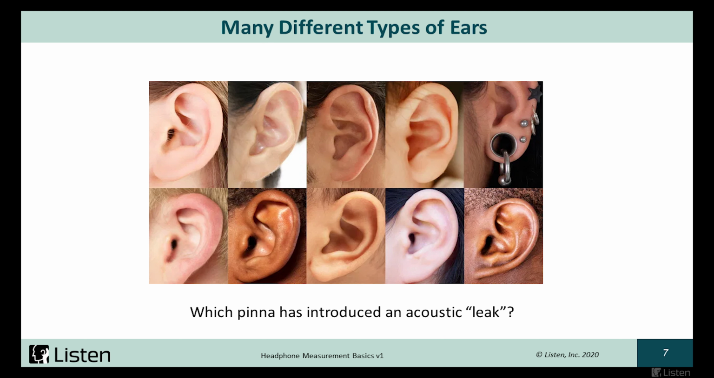If you want to hear a funny story about the original B&K head and torso simulator, the pinnas were not identical or mirror imaged because they were actually created out of a mold of Per Brüel. And big surprise, his left and right pinnas were not mirror images of each other. So eventually they changed that, but that was confusing when you would get different measurements on different ears. And I joke here that some people introduce acoustic leaks into their ears, and I wonder what that does for the low frequency response. So I don't suggest putting holes in your ears.